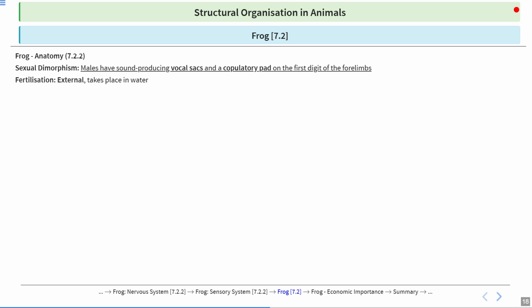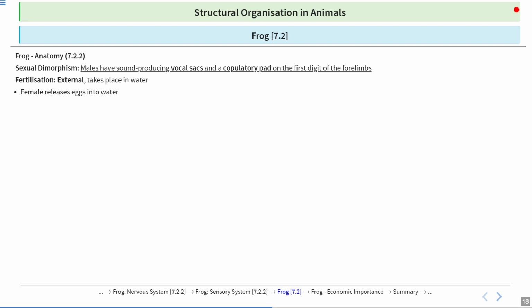Fertilization. Where is the fertilization process taking place? The fertilization process takes place in the water, because the female lays eggs in a jelly-like substance in the water. Okay, the eggs are there in the water. And at the same time, because the male and female are holding together, the male also releases the sperm at that time over these eggs, right? So where is the fertilization actually taking place? External fertilization, here we see, and that takes place in water.